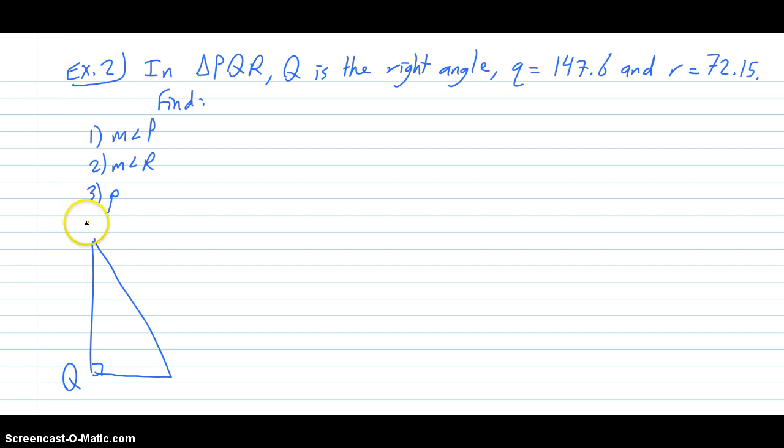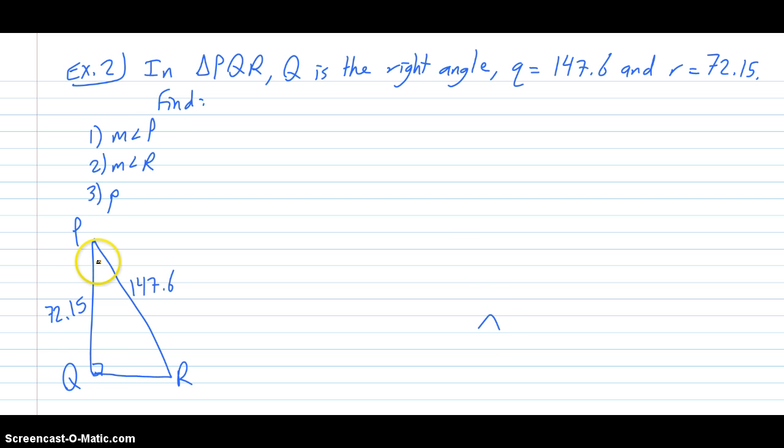Q is the right angle. I don't necessarily care where P and R go, but they do tell me little q is 147.6, little r is 72.15, and I want to find everything else. Okay. Part 1 says find the measure of angle P first.